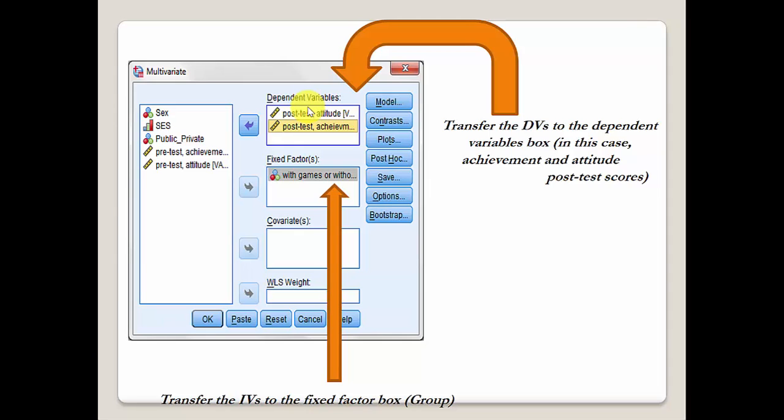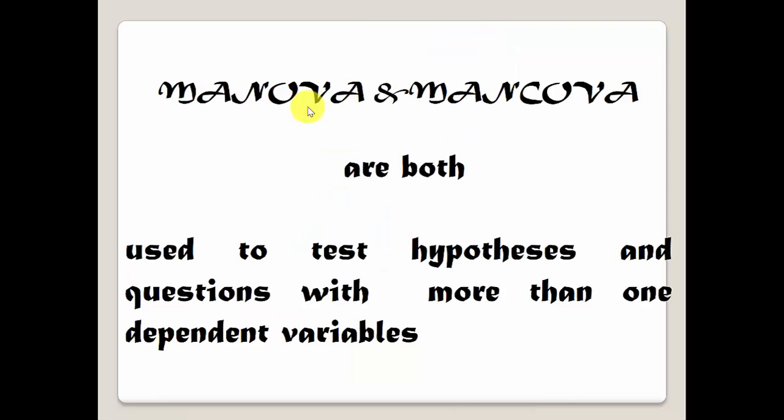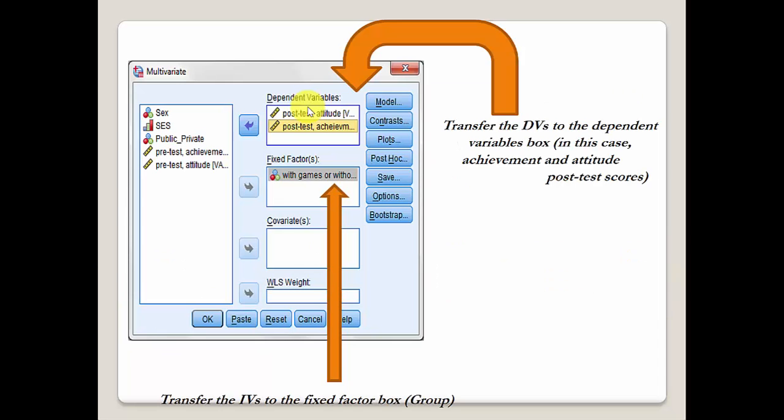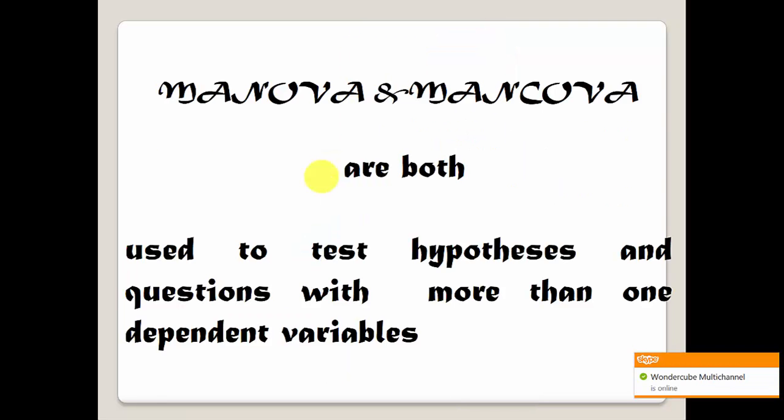Now, slide 12 tells us how to transfer the dependent variable to the dependent variable box, as shown by the first arrow on top. And the arrow below tells us of the fixed factor. Now, I need to put this straight. When you talk about the fixed factor, we are referring to the independent variable. And the dependent variables are just your test scores, your post-test scores. So let's go to slide 13.